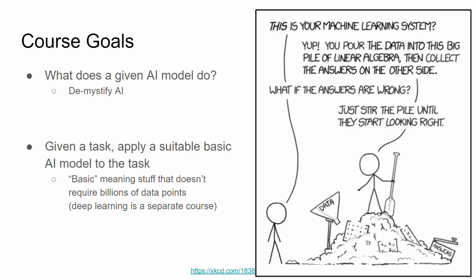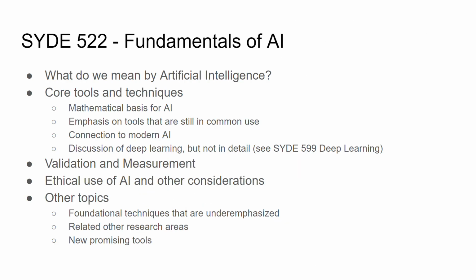All right, how are we going to structure this course? Today I just want to cover what we mean by AI and give us some background. We'll then get into the core tools and techniques. What things actually count as core is always a moving target, but we will at least give you a mathematical basis for a lot of the core techniques. I'm going to put a little more emphasis on tools that are still in common use.